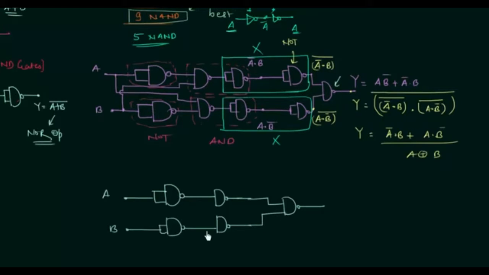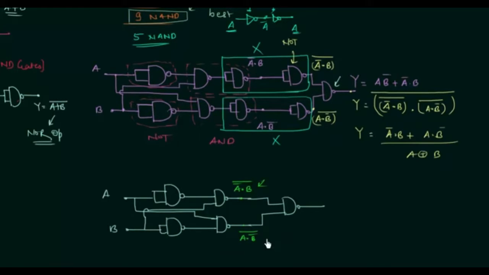In the same way, output of this NAND gate will also go to this NAND gate, A and B. So we are using 5 NAND gates. At this point we have A complement and B and its whole complement, and at this point we have A and B complement and its whole complement.